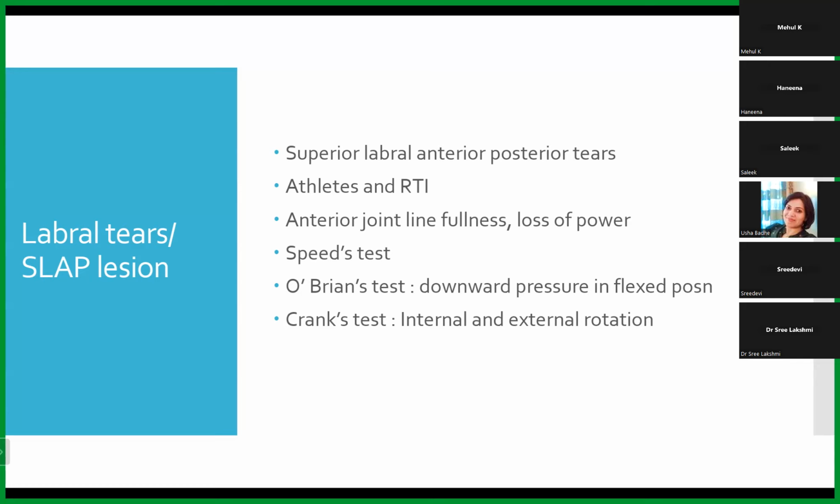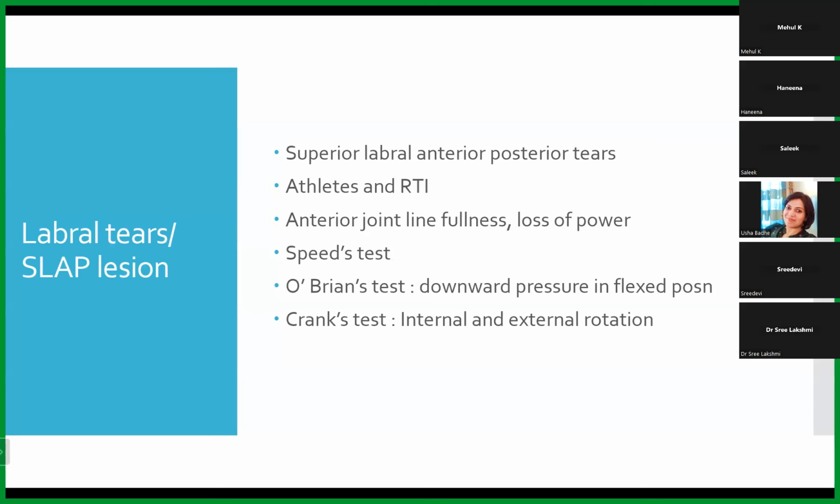There can be loss of power, etc. But three tests which we can be doing is one is speed test, just like biceps. You in the forward flex position, you apply pressure. So you will have a pain in the proximal insertion point of the bicep in the labral area. The reason being the biceps tendon inserts on the superior portion of the labrum. So any pressure or any tension in the biceps should transmit the pain there.